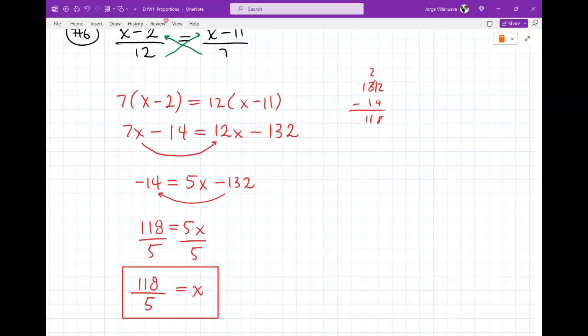Again, getting fractional answers isn't a bad thing. I mean, if that's what it is, that's what it is. Maybe you get a nice number, that's fine too. Okay? But if you get a fraction, that's okay. So that'd be number 6.